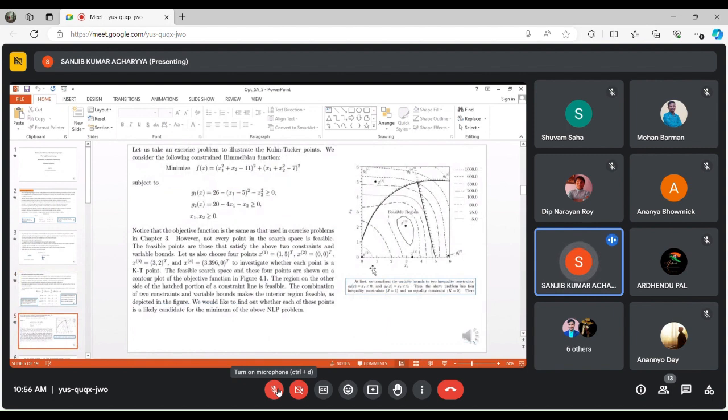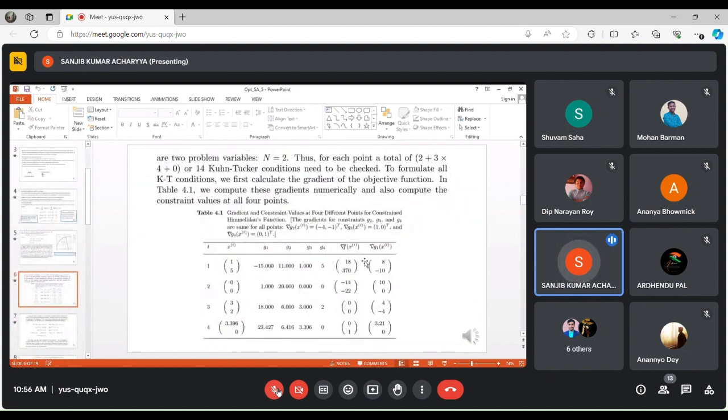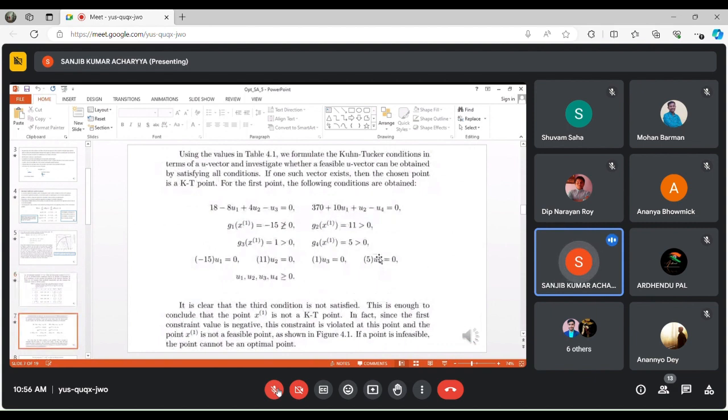So suppose in a problem, this is the objective function and these constraints are given: g1(x) greater than or equal to 0, g2(x) greater than or equal to 0, x1 greater than or equal to 0, x2 greater than or equal to 0. So actually there are 4 constraints. Is it understood? g3 means x1 greater than or equal to 0 and g4 means x2 greater than or equal to 0. So 4 inequality constraints and the objective function. We can calculate grad f(x) and grad g1, and evaluate grad g1, g2, g3, g4. Now putting in the values, these are the equations we obtain.